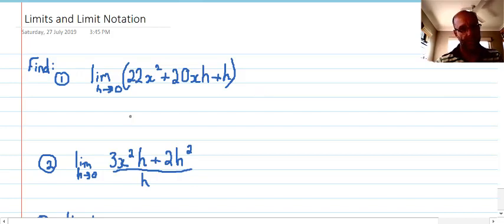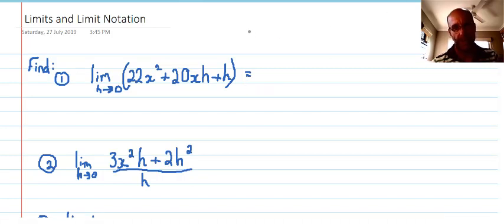And the first expression we've got here is the limit as h approaches 0 of 22x squared plus 20xh plus h. So as h approaches 0, well, if you remember the diagrams, that's when that horizontal distance h gets smaller and smaller so that the length of the chord gradually approaches 0. And for that to happen, h has to approach 0. Now, you look at all the terms that involve h, all of those will be affected by this.